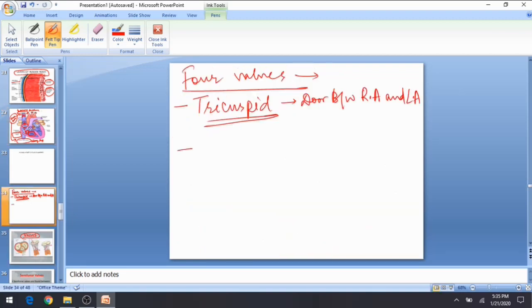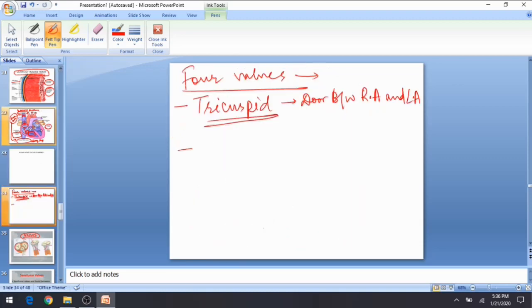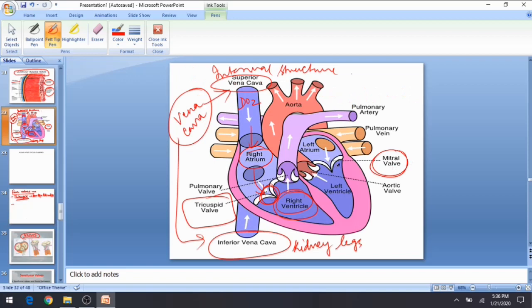Second is mitral valve. Mitral valve is basically present in between left atrium and left ventricle. Once oxygenated blood enters from left atrium and moves down to left ventricle, it opens and then soon closes down so that it can prevent backflow movement of blood from left ventricle towards left atrium.